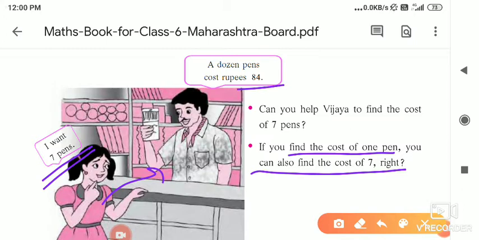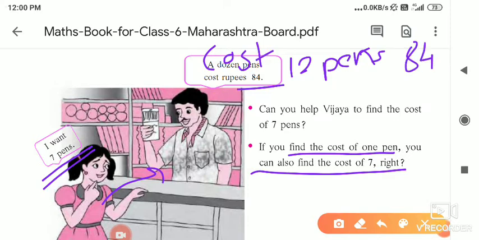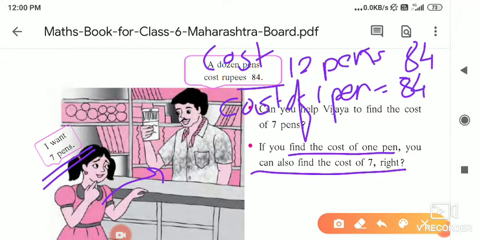The cost of 12 pens is equal to how much? 84 rupees. Now what is the cost of 1 pen? So here we write: cost of 1 pen is equal to 84 upon 12, because 84 rupees is the cost of 12 pens. You just divide 84 by 12, and you get the answer: 84 divided by 12 is equal to 7.